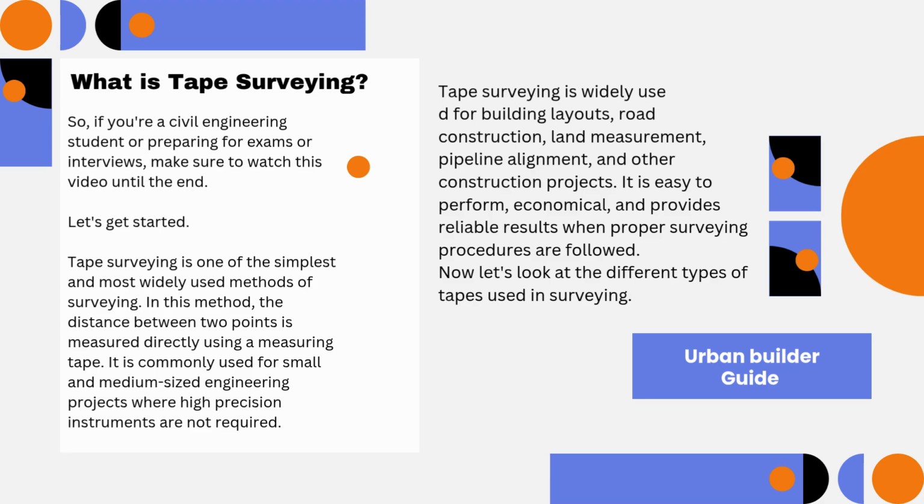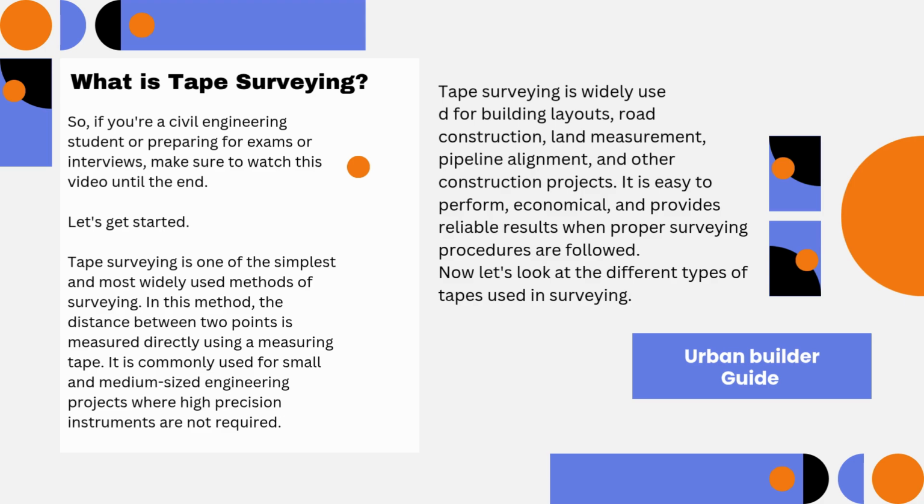Tape surveying is one of the simplest and most widely used methods of surveying. In this method, the distance between 2 points is measured directly using a measuring tape. It is commonly used for small and medium-sized engineering projects where high-precision instruments are not required. Tape surveying is widely used for building layouts, road construction, land measurement, pipeline alignment, and other construction projects. It is easy to perform, economical, and provides reliable results when proper surveying procedures are followed.